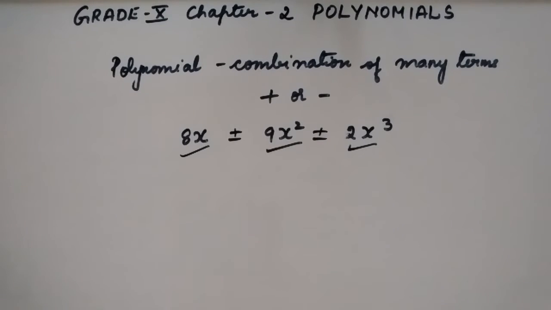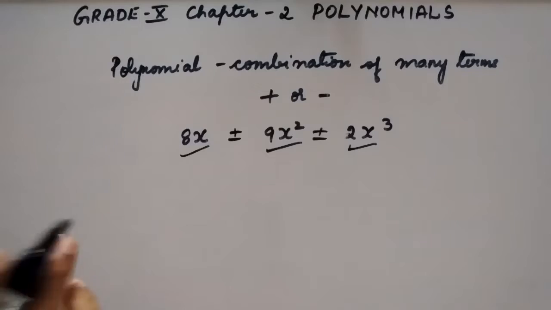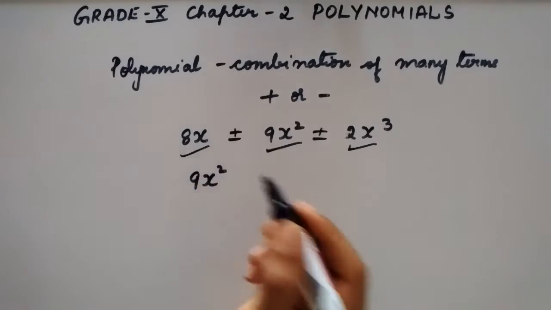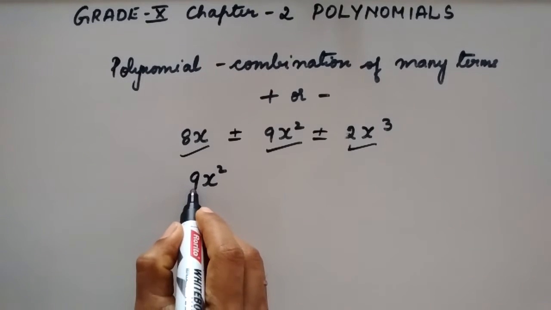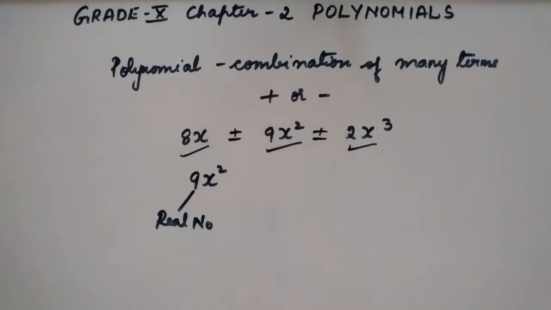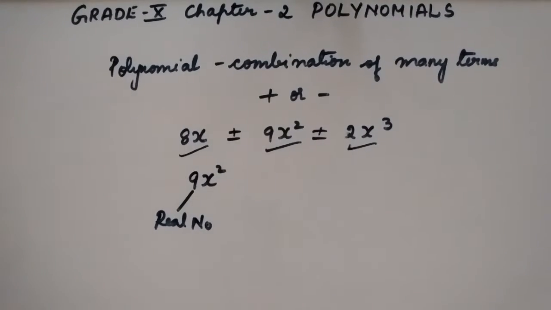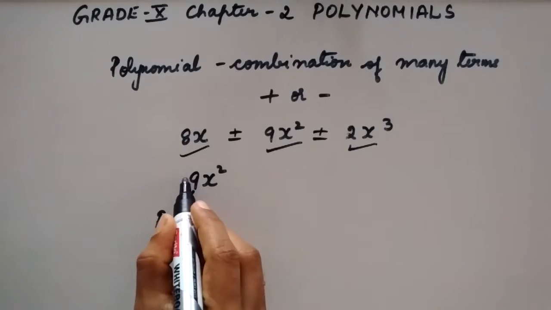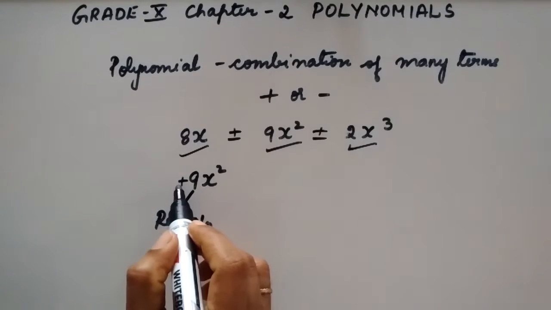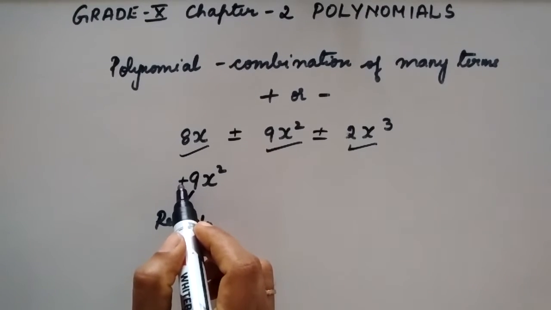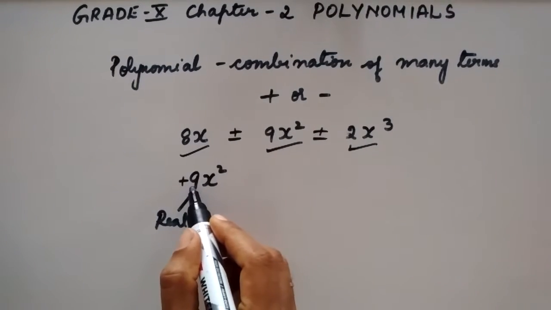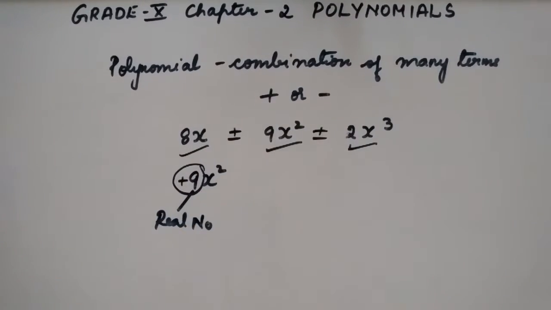And the real number part of the term, with its sign, is called the coefficient of the term. Now suppose I have 9x square. Here 9 is the real number part. The real number part of the term with its sign. Now what is its sign? It is plus. So plus 9 is the coefficient.